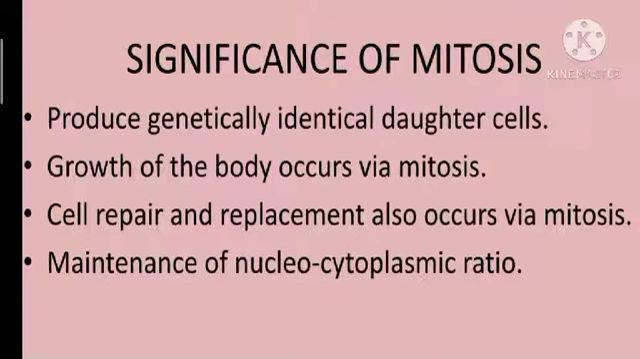Then for cell repair and replacement also, mitosis is essential. So what is that cell repair and replacement? Suppose if a cell gets damaged, if an injury occurs in an organism, then that injured cell or that dead cell has to be replaced by a new cell, isn't it? For that, which division occurs? Mitosis occurs in the neighboring cells, and thus daughter cells will be formed and they will be replacing the dead cell or the damaged cell.